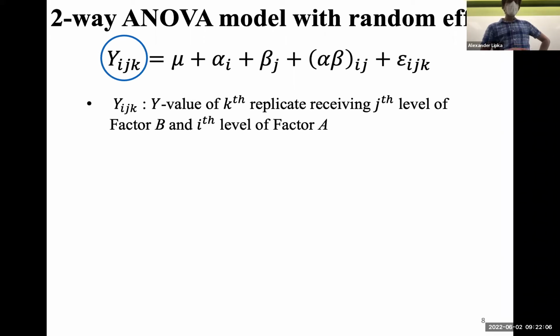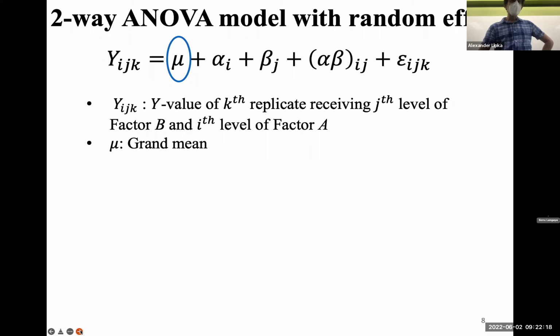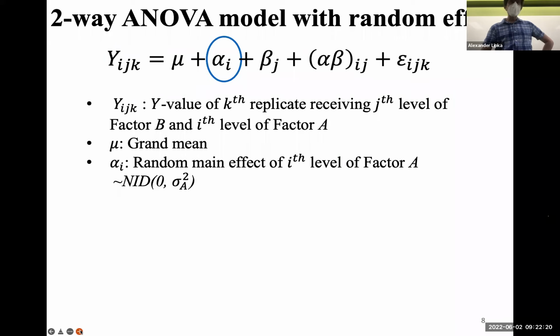So y_ijk is your y variable of your case replicate receiving the jth level of factor B and ith level of factor A. And this is our grand mean. Now, this is a random main effect of the ith level of factor A. To drive this point home, on the previous slide, alpha sub i was a parameter, a fixed constant value, because it was a fixed effect.